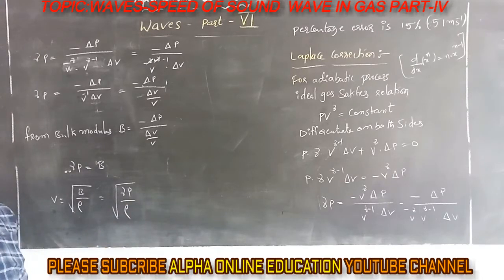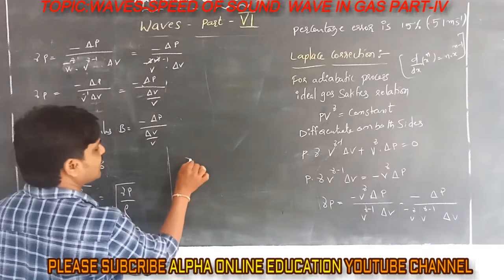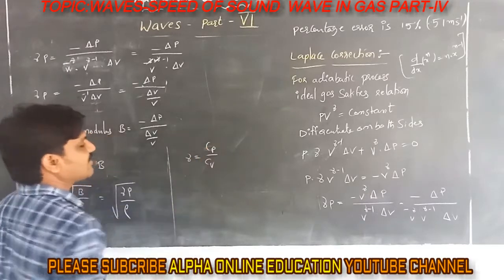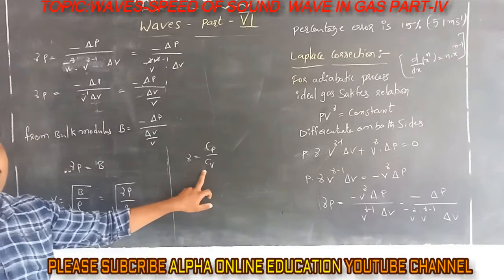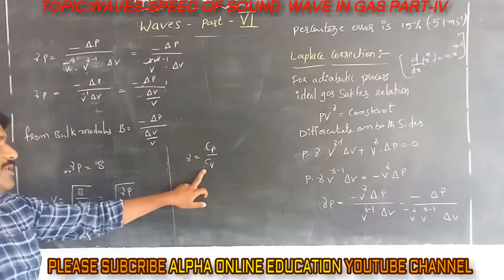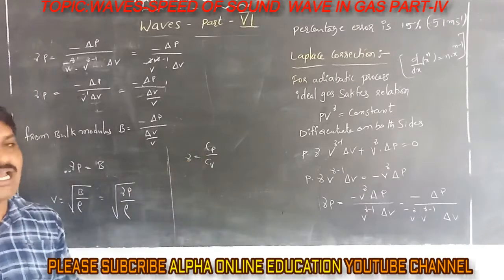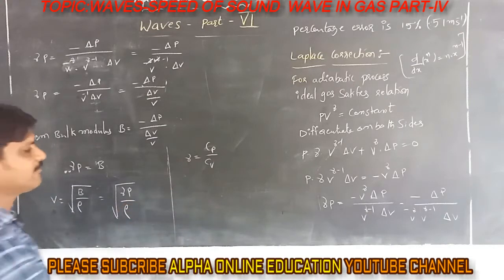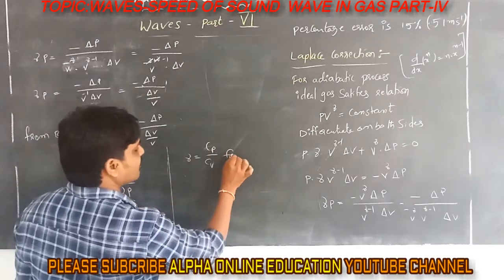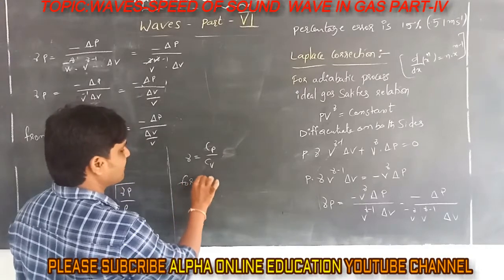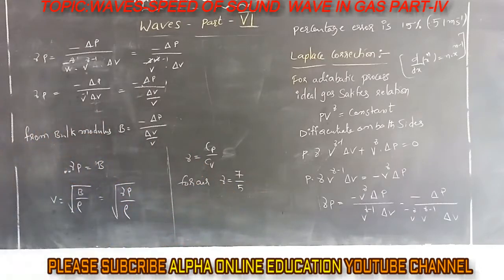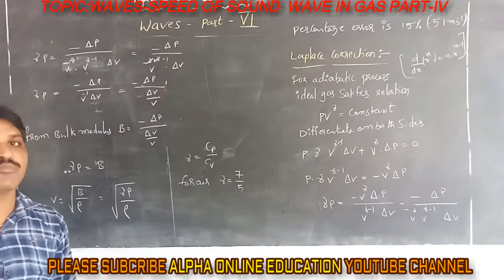We know that gamma is equal to Cp by Cv. This is the specific heat constant, the ratio of specific heats at constant pressure and constant volume. If we take the gamma value for air, gamma is equal to 7 by 5. If we substitute these values in the equation, then finally we get the experimental value, that is 331 meter per second.